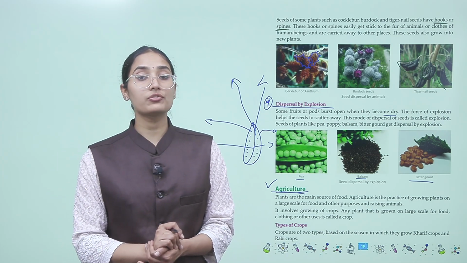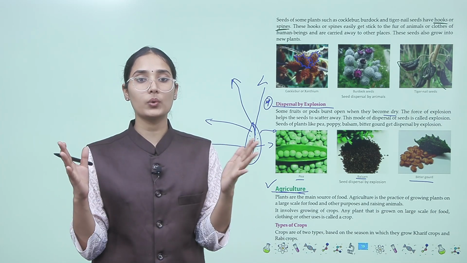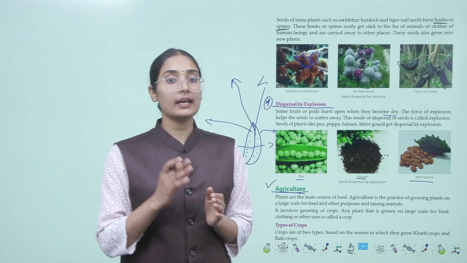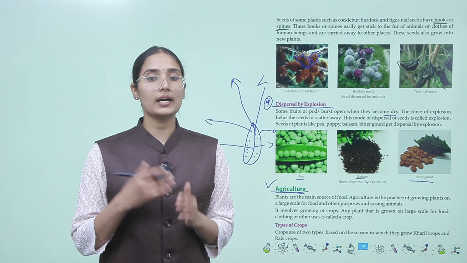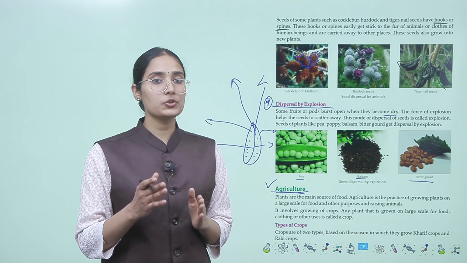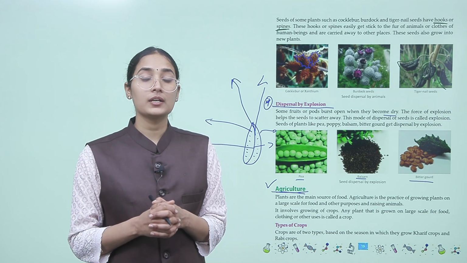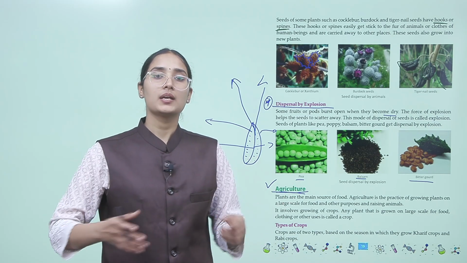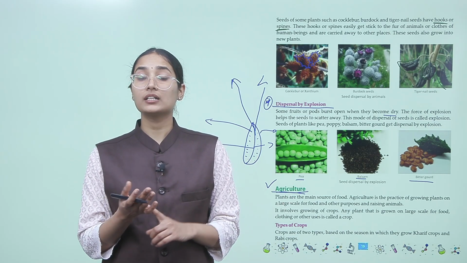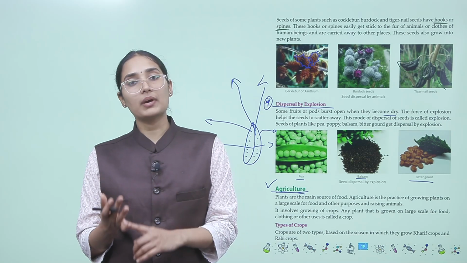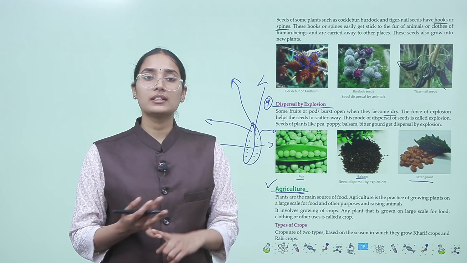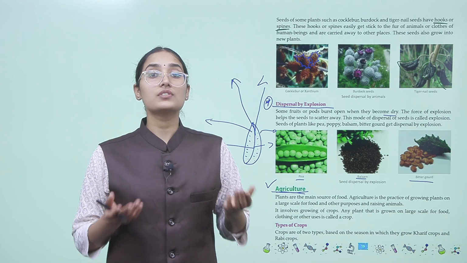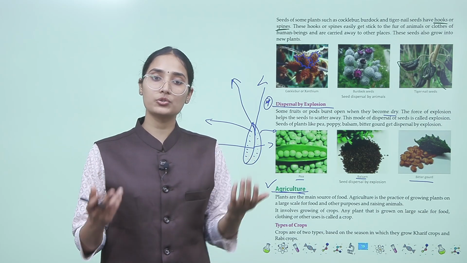Agriculture is the practice of growing plants on a large scale for food and other purposes, and raising animals. It involves growing of crops, and any plant that is grown on a large scale for food, clothing or other uses is called a crop, right? So, basically farmers put different types of seeds. Maybe it could be something that gives us food, right? It could be mango seed, or it could be wheat, it could be rice, anything, right? Or it could be something that gives us clothing, for example cotton or jute, right?